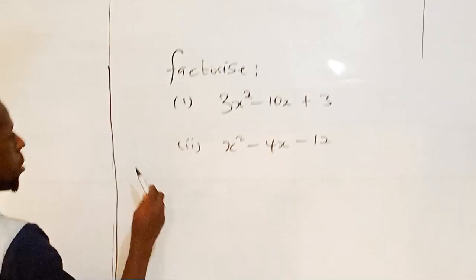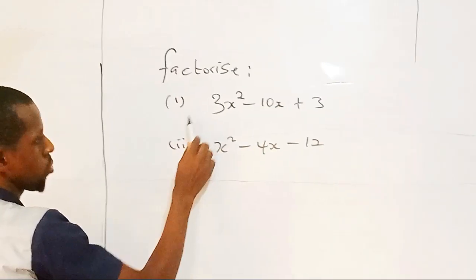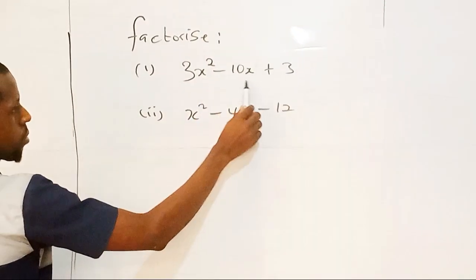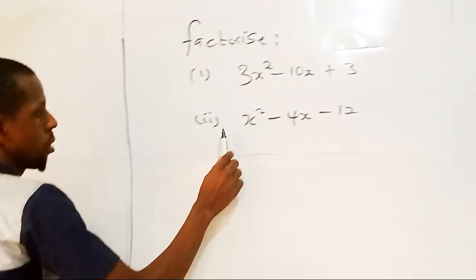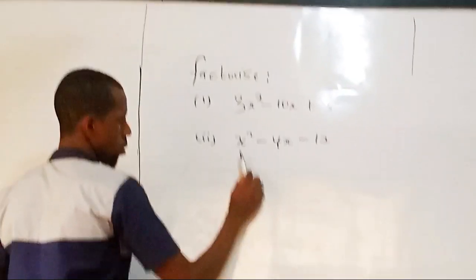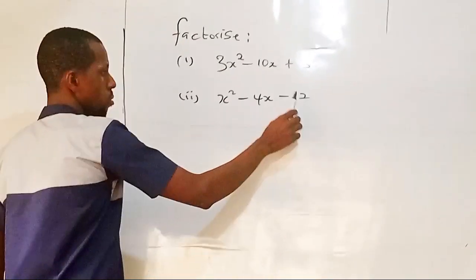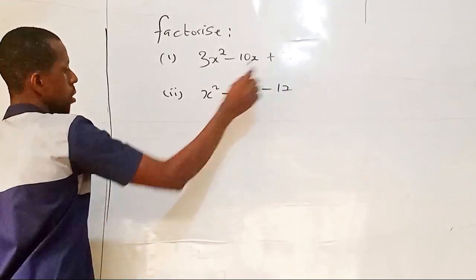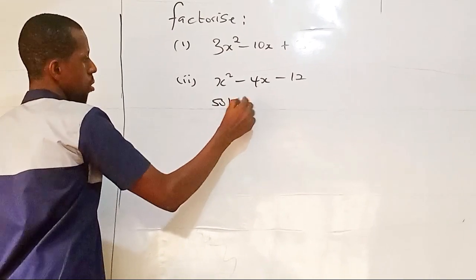Hi everyone, we have to factorize these two equations here. So we have 3x squared minus 10x plus 3, that's the first one. And we have to factorize this one as well: x squared minus 4x minus 12. It is very simple when we are factorizing. So the first one here is the solution.